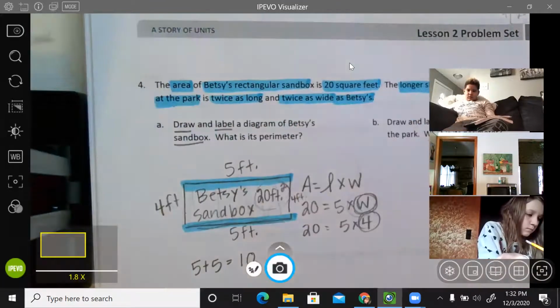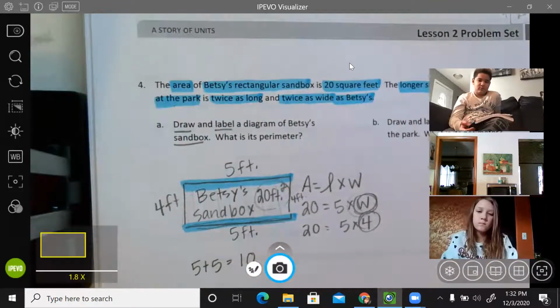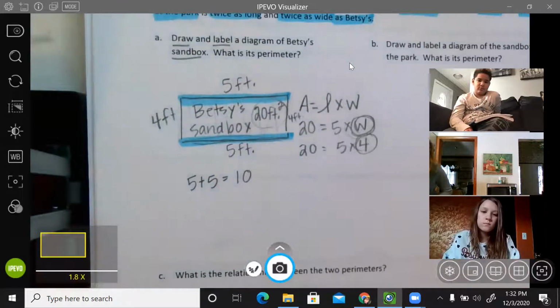Okay, Trace. So now that I have all of my sides labeled for my sandbox, how do I find the perimeter?